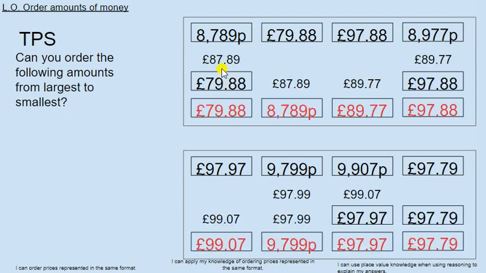So this is the results of that. Here we can see we converted these, so they're all in pounds and pence. Then we put them in the right order, so £79.88, £87.89, £89.77, that is right here, and £97.98, and then convert these back into, we did, didn't we? Yeah. No, well, never mind.